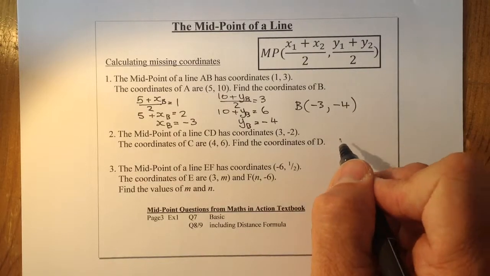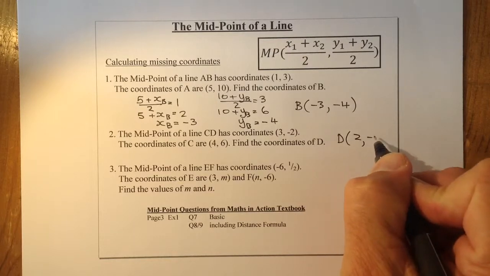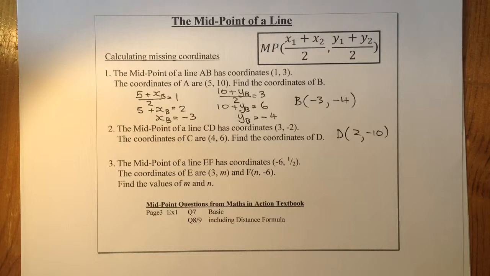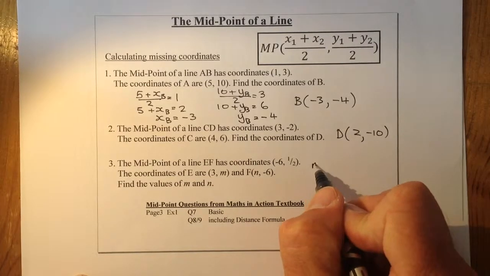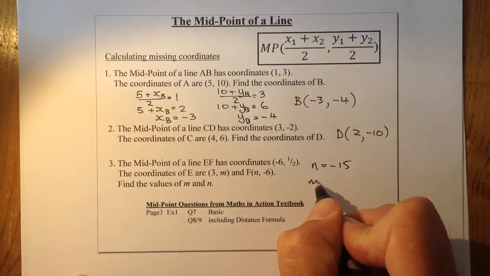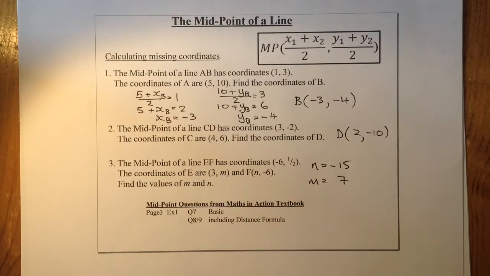Question 2 works out to be D with coordinates (2, -10). For question 3, the coordinates are n equals minus 15 and m equals 7. Okay, so that's the midpoint of a line.